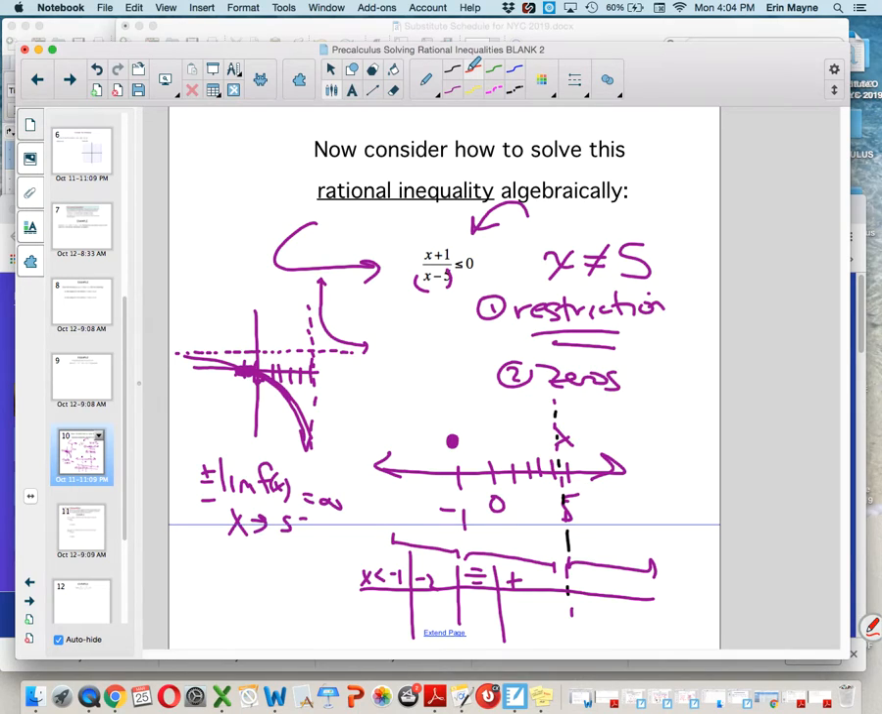Now, after I have tested less than -1, I'm going to then test between -1 and 5. Now, it would be great if the smartboard would add a positive there, so we knew that that was positive. I'm going to pick then a number between -1 and 5. So I like to list this. You could even do it in interval notation if you wanted to.